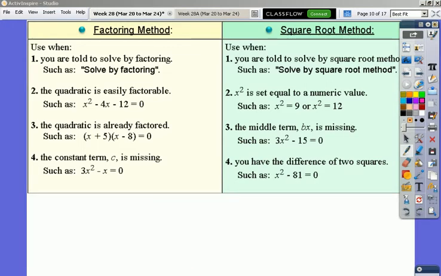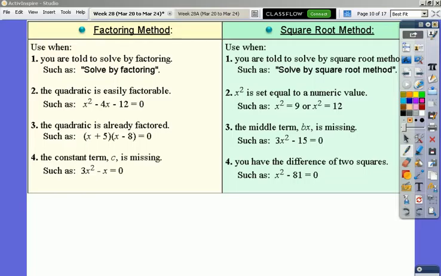Okay, so when to use what method? Number one, if you're told solve by factoring, solve by factoring. If you're told solve by square root, solve by square root. Number two, the quadratic is easily factorable. So if it's really easy to factor, then factor, right? If you have a GCF and it's just easy to factor, like what multiplies to be negative 12 and adds to 4, that's easily factorable. We have negative 6 and positive 2. So factor, right?